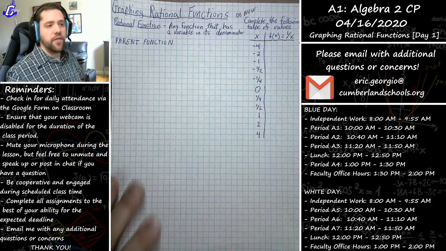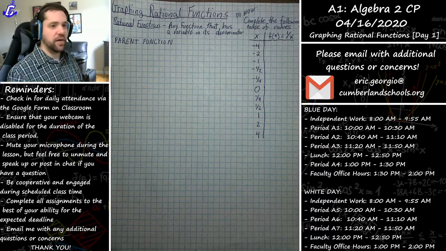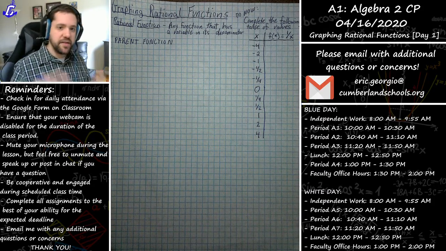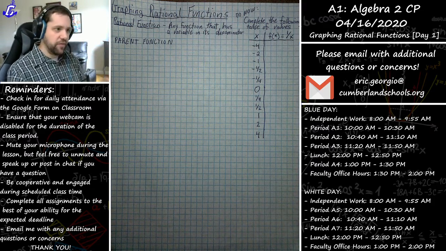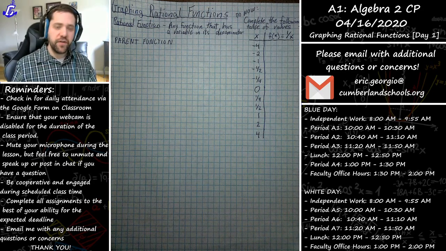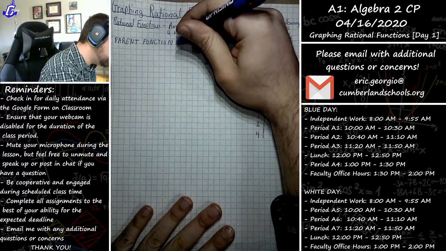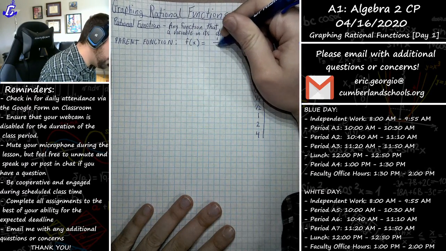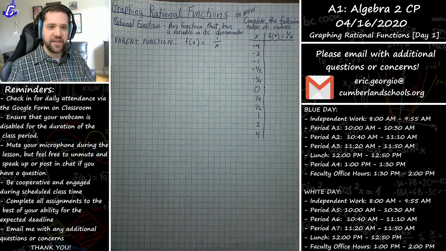If you recall, the parent function refers to the most basic function of a particular type. And it's useful to start by talking about the parent function because everything is a manipulation of the parent function. Everything follows those basic rules and ideas that the parent function sets forth. So our parent function with rational functions is f of x equals 1 over x.